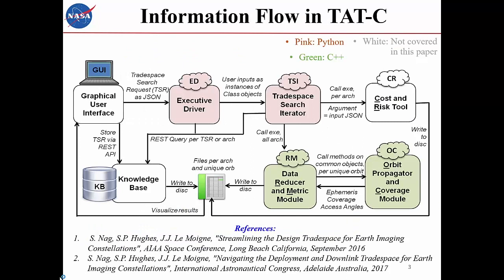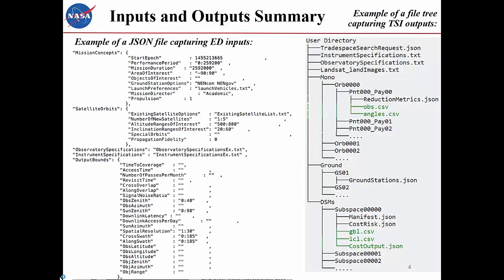The software tool is built in Python and C++. The idea is the scientist or the program manager sits at the GUI, and he puts in science requirements. We have an executive driver that converts those requirements into class objects, and it generates a full trade space of search options for multiple constellation designs. And then the performance of those designs is evaluated in C++ and with a cost and risk tool, and finally written to disk.